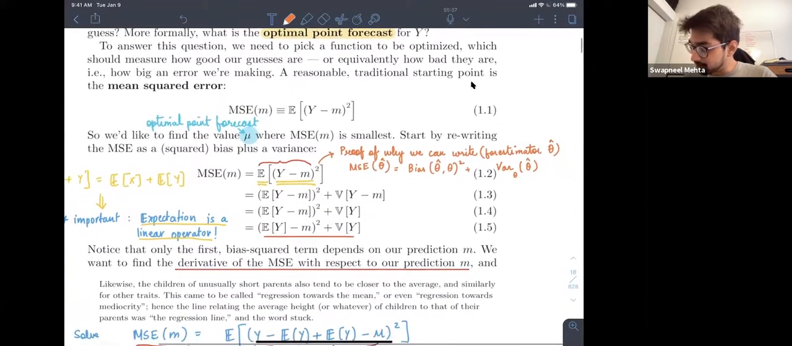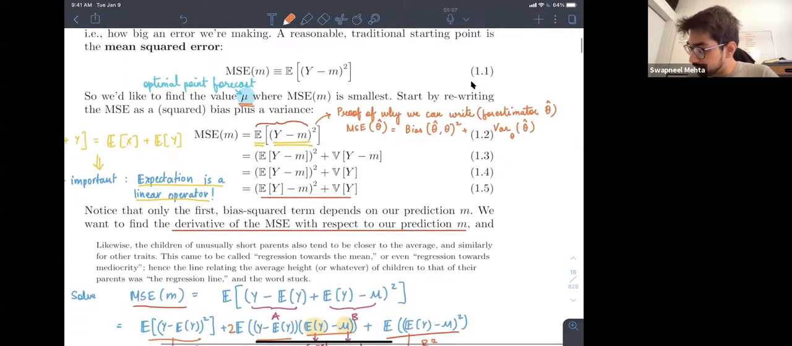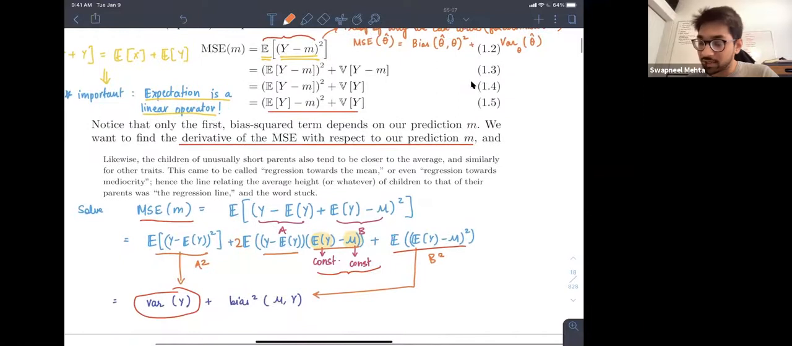What we are saying is, we'd like to find the optimal value mu, where this mean squared error, so mu is this optimal point forecast. Mu is fixed, and we don't know what mu is, we want to find the mu. We start by picking guesses for m, and we want to find the point at which this m is the closest approximation to y.